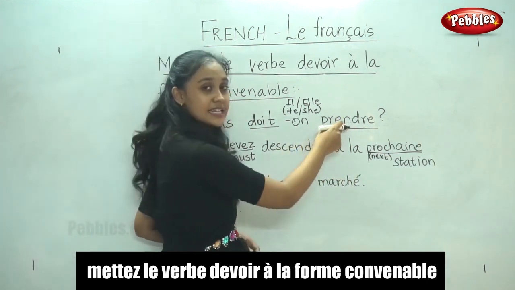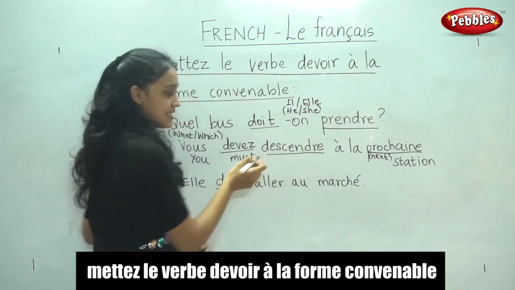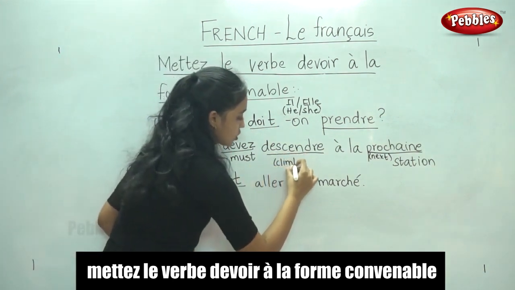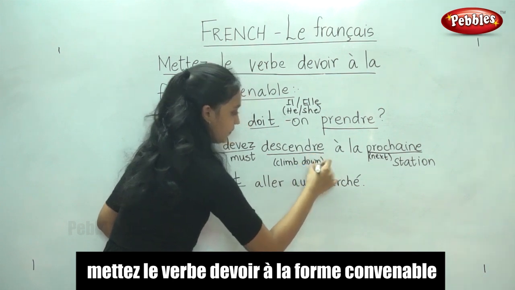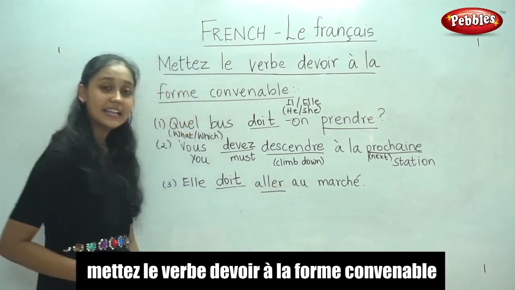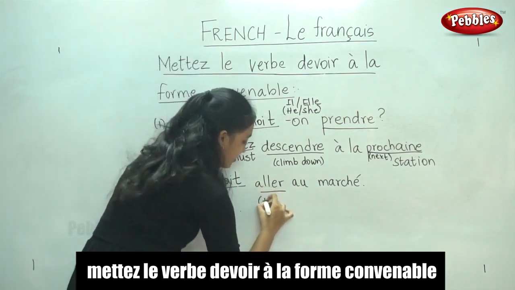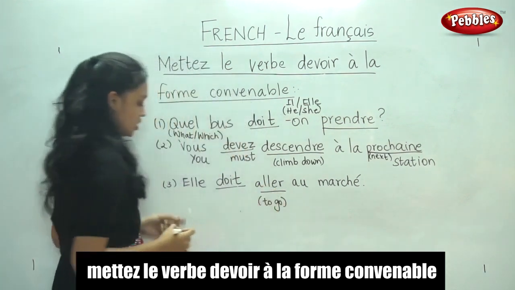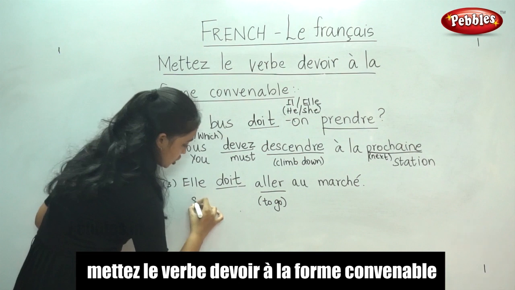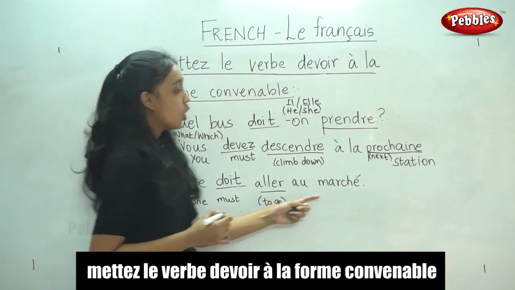So, the infinitive here is prendre. Here also we have two verbs. The second verb is descendre. That is also in the infinitive form. What does it mean? It means to climb down. And finally, do you remember this verb? Aller? Yes, we learned this verb. It was a different conjugation. Aller means to go. So, she must. This devoir means must. So, she must go au marché.